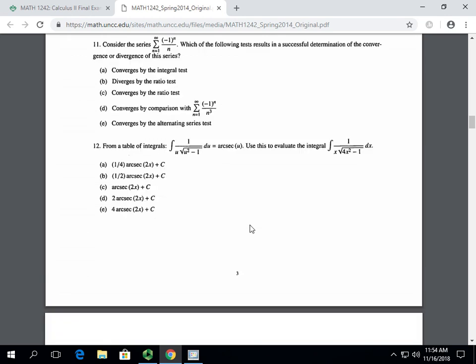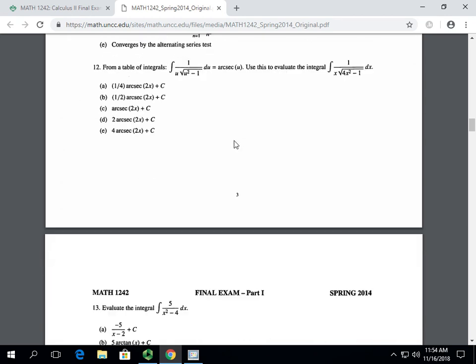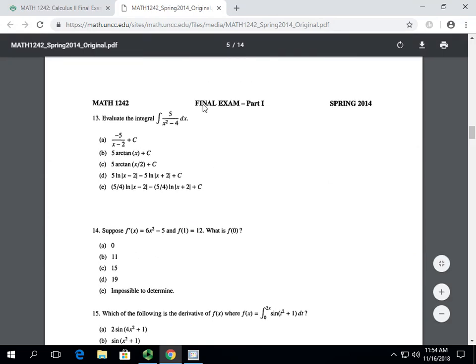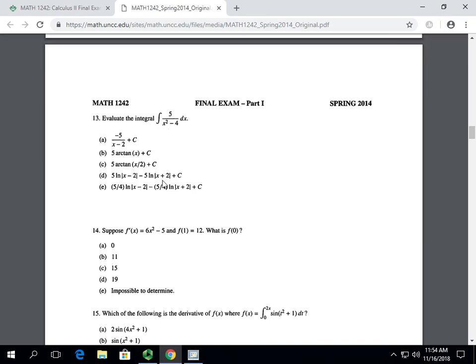Okay. Oh, here's an integral table problem. And here's another, which is basically a partial fraction problem, because n squared minus 4 factors into n plus 2 times n minus 2. So pretty much the answer is either D or E. So there you go.